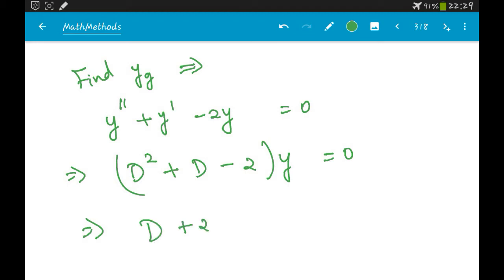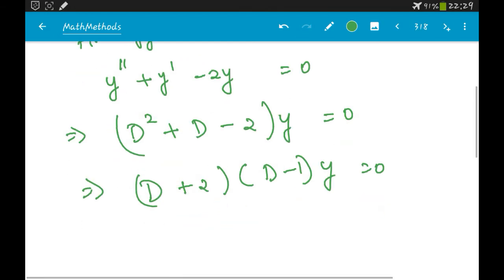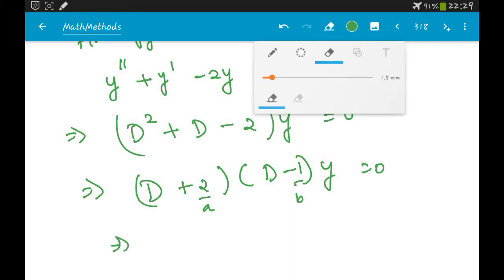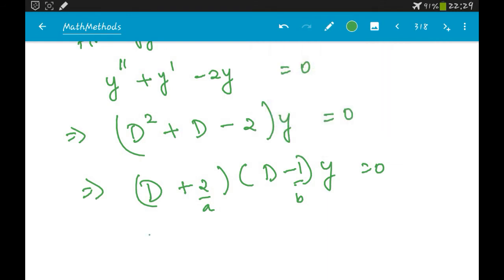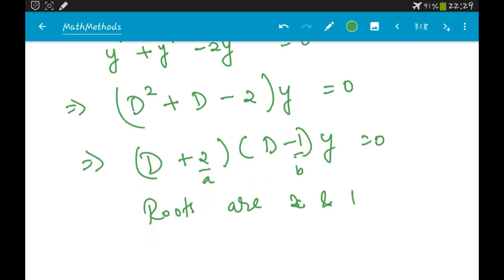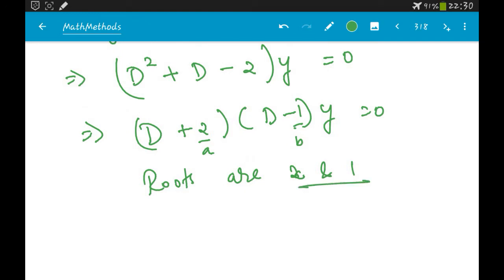D plus 2, D minus 1, right, into y is 0. So this is your a, this is your b, right? So we have the roots are 2 and 1. Okay, if the roots are 2 and 1, then we don't have to do much. Okay, so roots are 2 and 1.